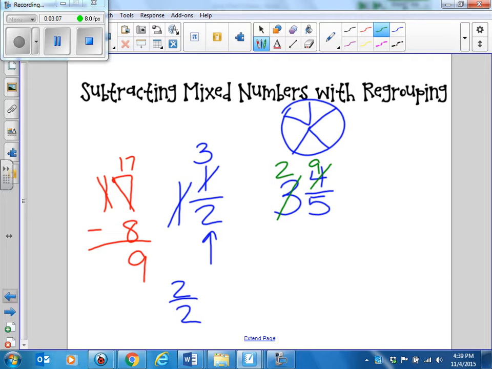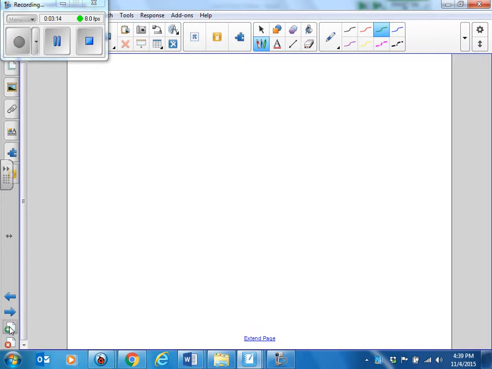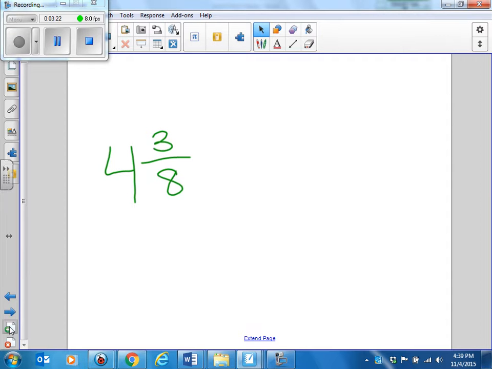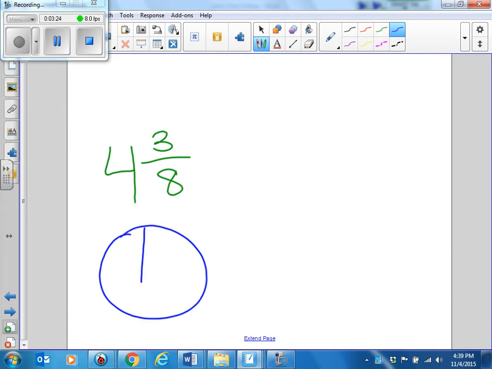Let's look at another example. I'm going to get you a new page here. If I have 4 and 3/8, and I need to borrow a whole, in this case, 8 pieces is my whole. I have a whole pizza as long as I have all 8 pieces there. So I'm going to borrow a whole pizza. If I borrow a whole pizza, I'm borrowing 8 pieces. So I'm going to make this a 3, and I'm going to put the 8 pieces over here. So 3 plus 8 is 11.